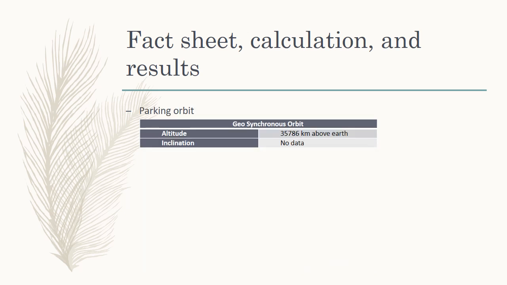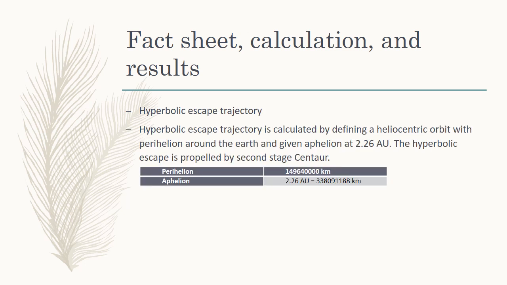And then this is the fact about the parking orbit. I assume Juno to be parked at geosynchronous orbit with an altitude of around 35,000 km above the Earth, and unfortunately I could not find any data about the inclination. And then Juno escaped from Earth orbit using a hyperbolic escape trajectory.